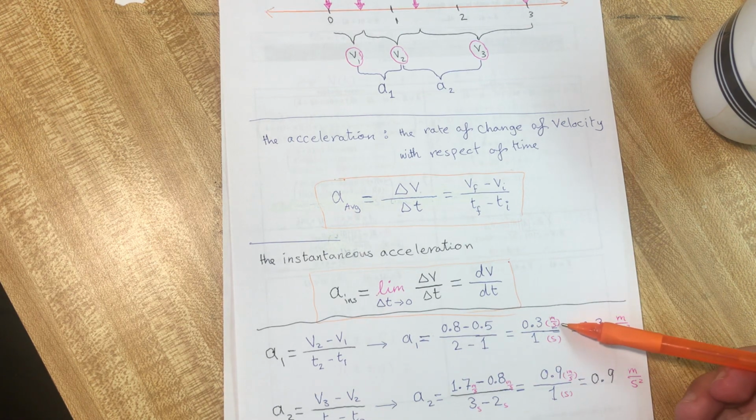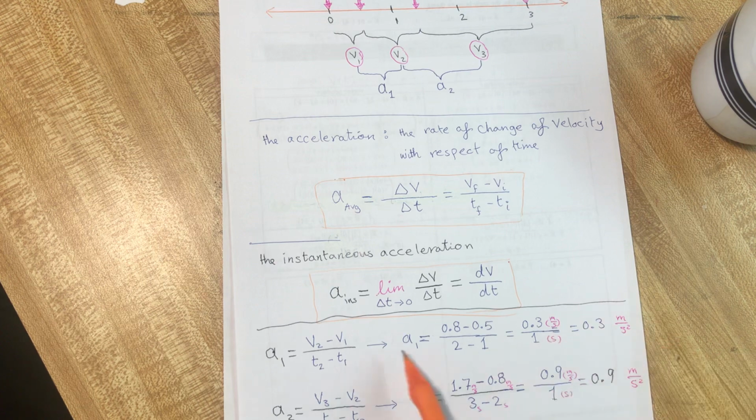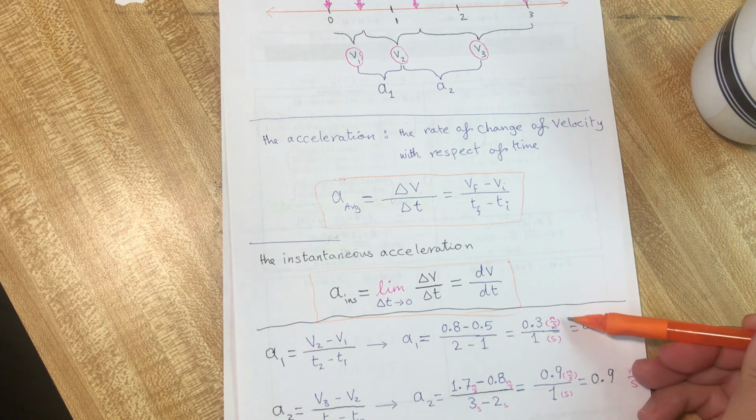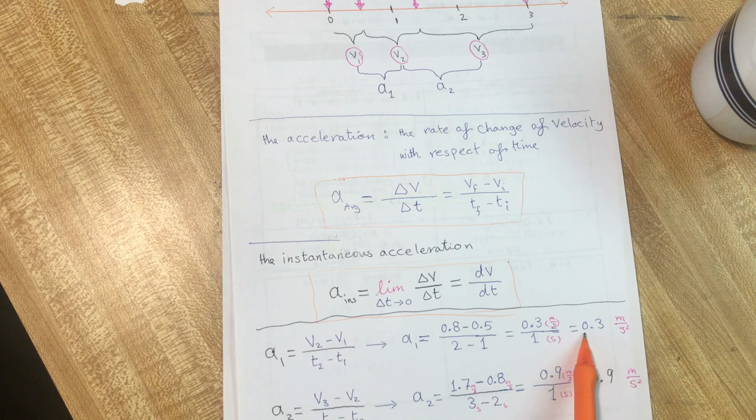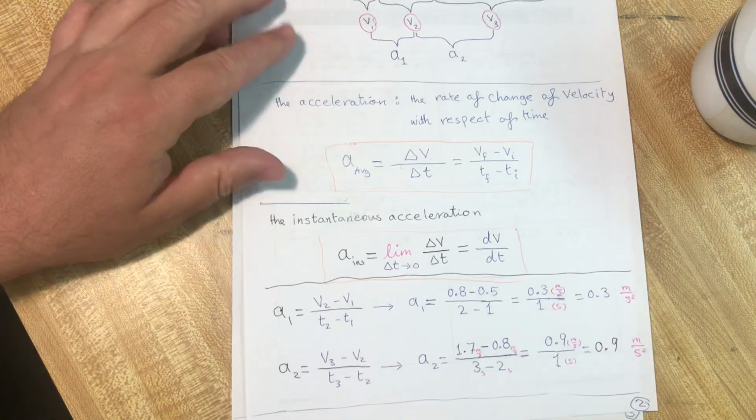The numerator is in meters per second, it is velocity. The denominator is in seconds, which is time. So we have meter per second over second. Of course, the value is 0.3 meter per squared second, because we have one second here and another second here.